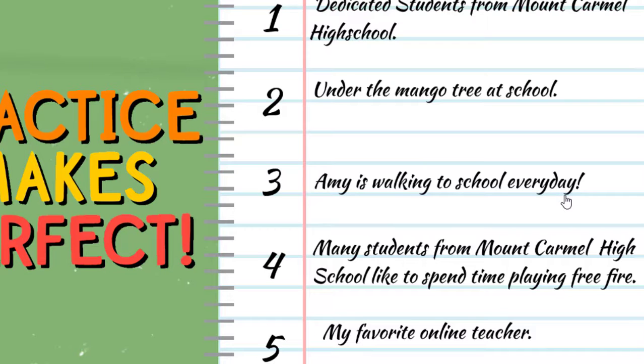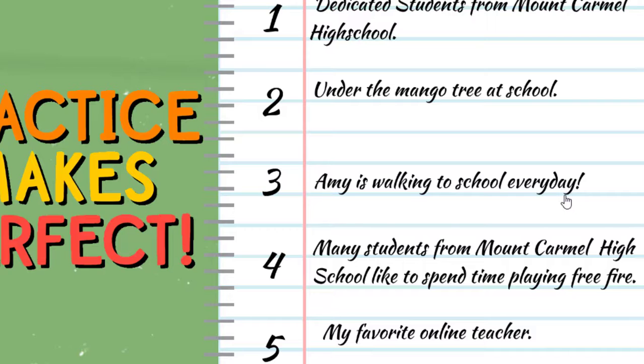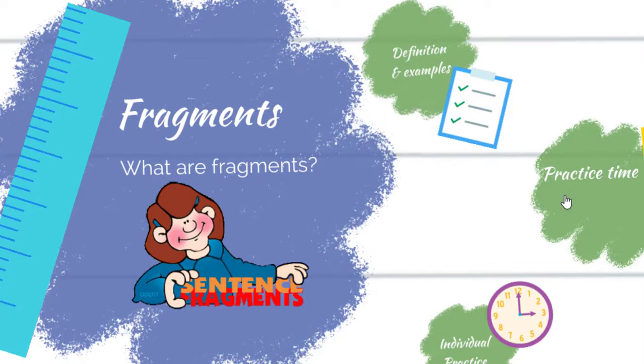The last example there, 5, says, my favorite online teacher. Is there a subject? Yes, teacher, right? Is there a verb? Is there an action? Is there a state of being? No, right? There is no verb. Therefore, this already falls under the category of a fragment. And those are the practice examples that I have for you today.